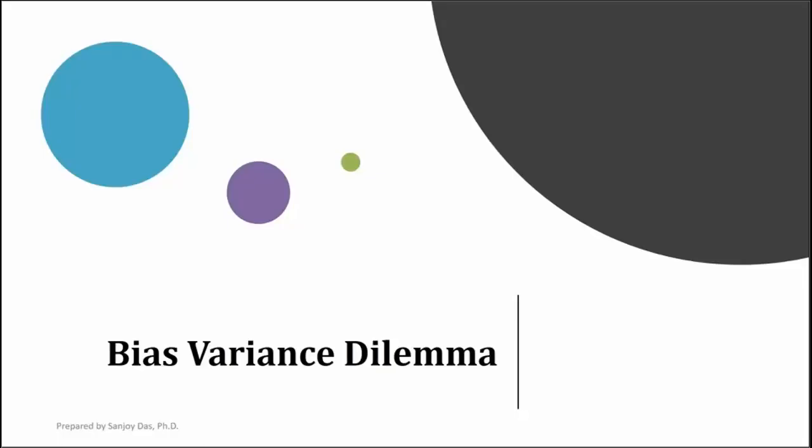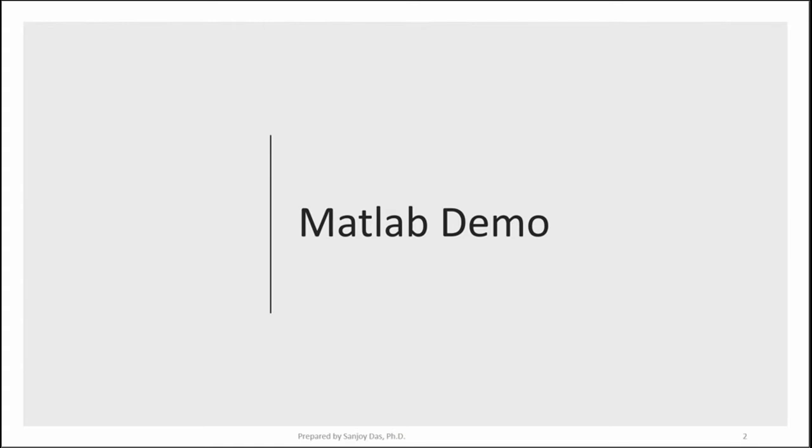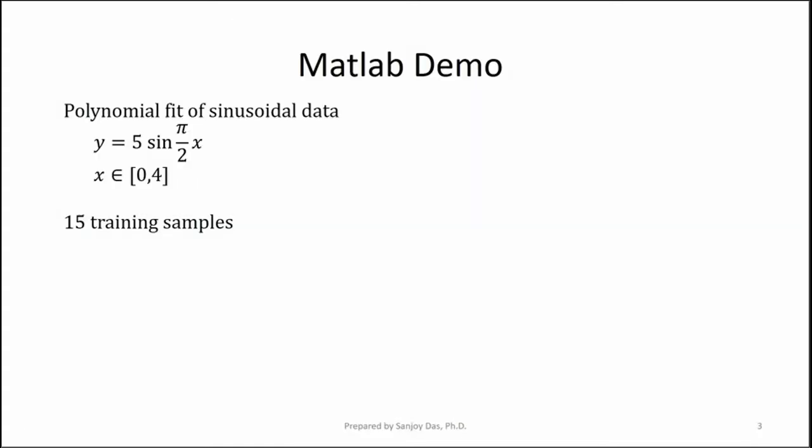This topic is bias variance dilemma, and we'll begin with a MATLAB demo. I want to fit a polynomial to sinusoidal data. So I have y equals 5 sine pi over 2x. This is the curve, and x ranges from 0 to 4. And I create 15 samples from this data.